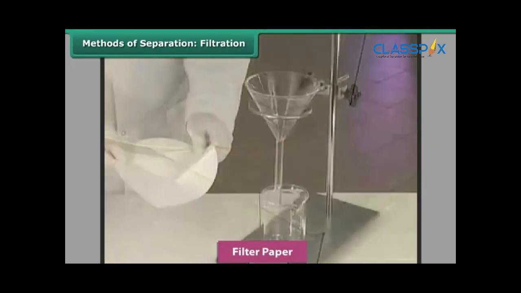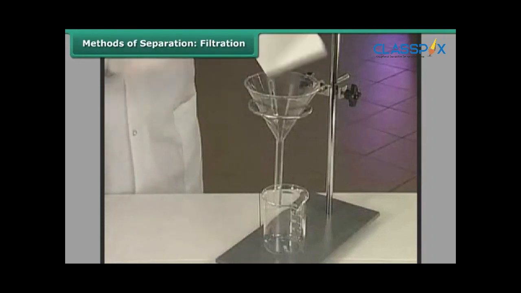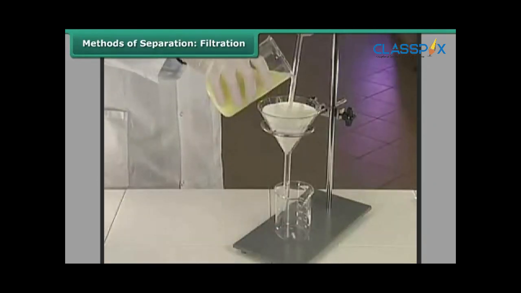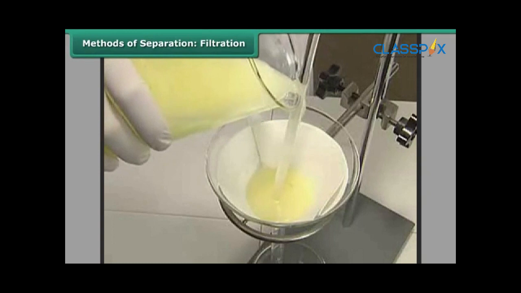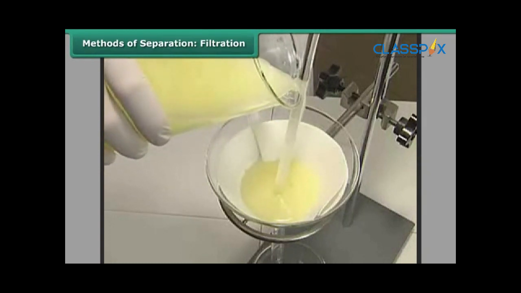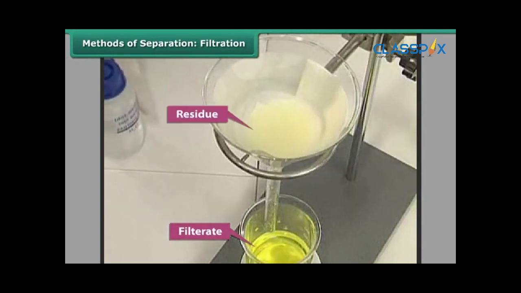A filter paper is a special paper which has millions of tiny holes in it. While the liquid can pass through these holes, the solid particles remain on the filter paper. The liquid which passes through the filter paper is called the filtrate. The solid particles that are left behind the filter paper are called the residue.